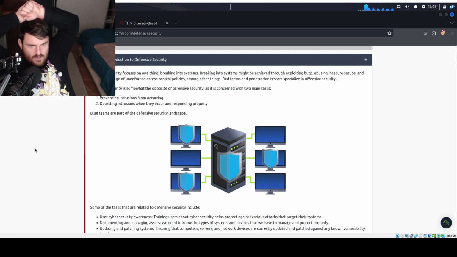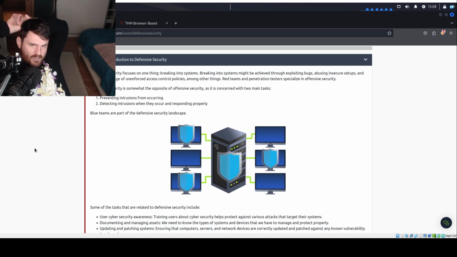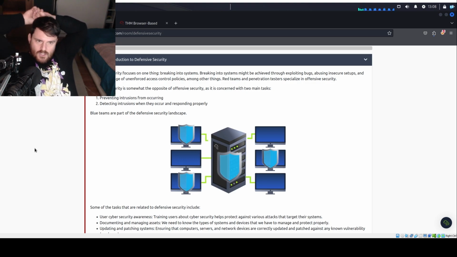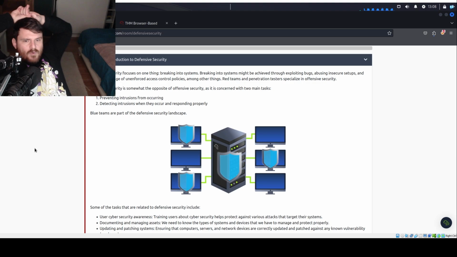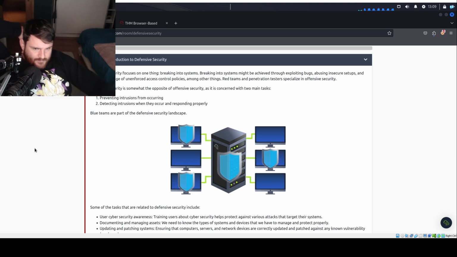Defensive security is somewhat the opposite of offensive security, as it's concerned with two main tasks: preventing intrusion from occurring and detecting intrusions when they occur and responding properly. Blue teams are part of the defensive security landscape.